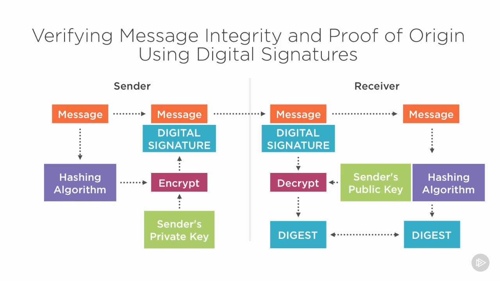So the hashing algorithm proves integrity of the message. But the fact that the receiver is able to open the message with the sender's public key means that message had to have come from that sender, because the sender would never share their private key with anyone else. So the two main benefits of a digital signature are to prove message integrity and prove who it came from, or in other words, proof of origin.